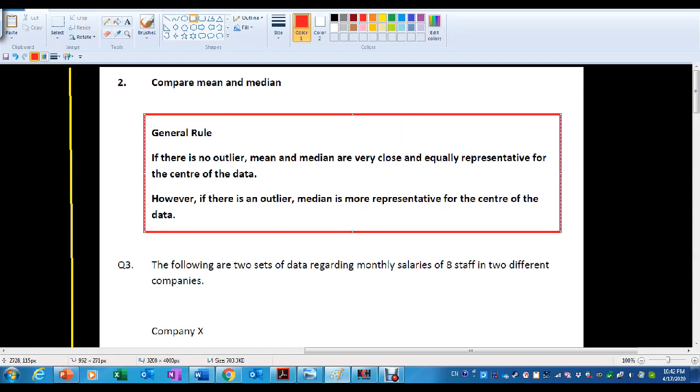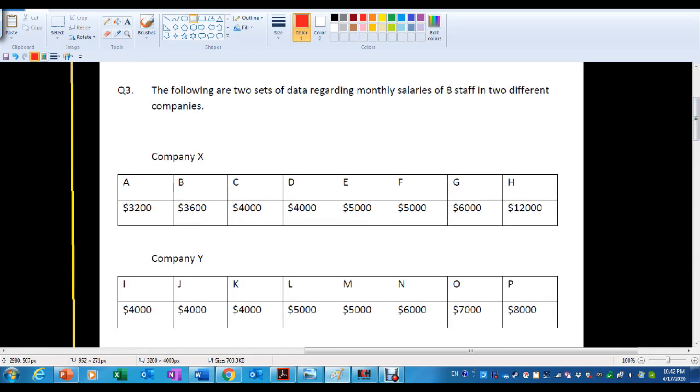Okay, try to understand this, make sense of it, and try to get that into your head. Alright, so let's compare 2 sets of data. There are 2 sets of data regarding monthly salaries of 8 staff in 2 different companies.